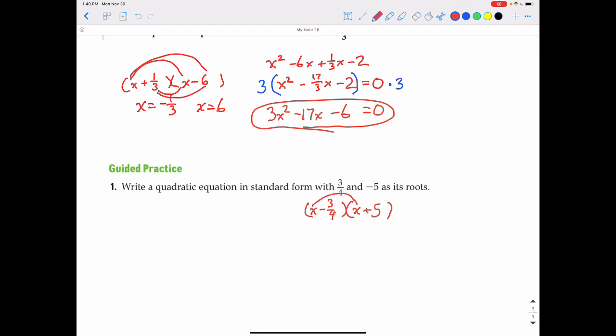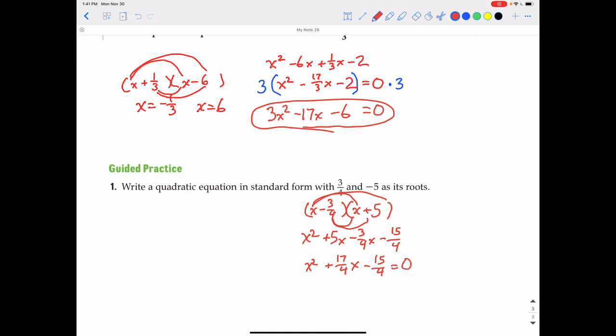So x times x is x squared. x times 5 is 5x. Negative 3/4 times x is negative 3/4 x. And negative 3/4 times 5 would be negative 15/4. And then we would have our like terms in the middle. So we would have x squared, and then we'd have to add 5x to negative 3/4 x, and that would be positive 17/4 x, minus 15/4.